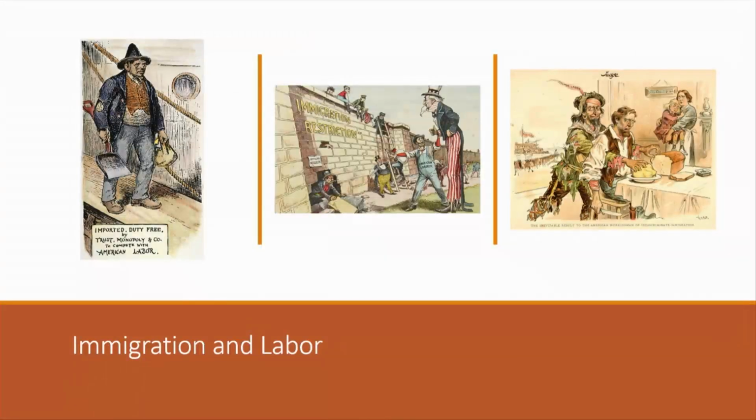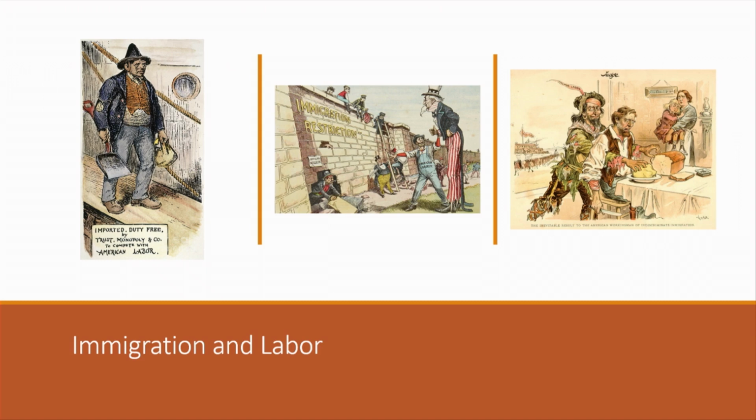This one over here shows the immigrant laborer, unskilled laborer, coming off the boat, and it says, imported duty-free by trust monopoly and company to compete with American labor. It's pretty straightforward. That one over there calls for the building of a wall of immigration restriction to prevent these unskilled laborers who happen to be from different parts of Europe from coming into the United States. And that last one kind of preyed on a fear that many Americans had, that these immigrants are going to come here and they're going to take our jobs and take the food off of the table of hardworking Americans.